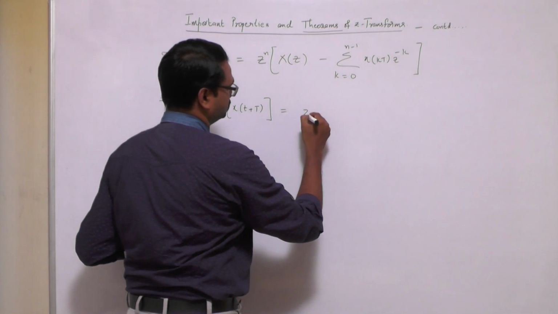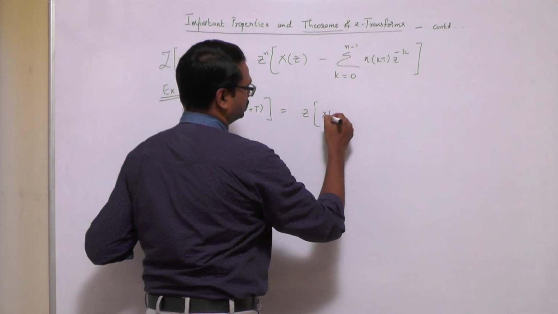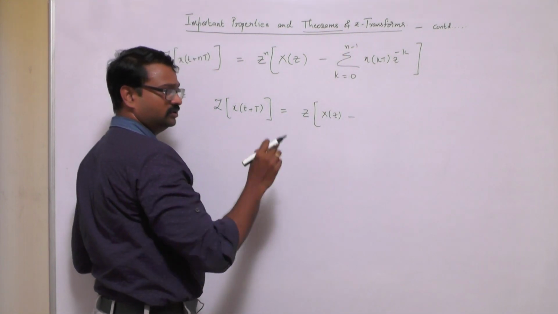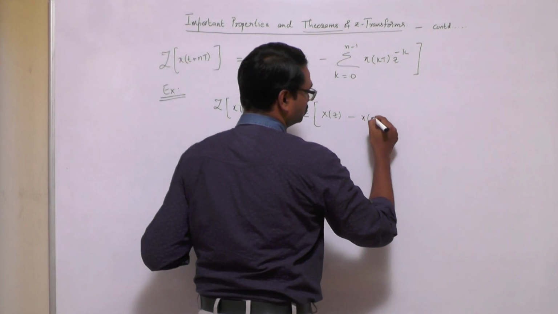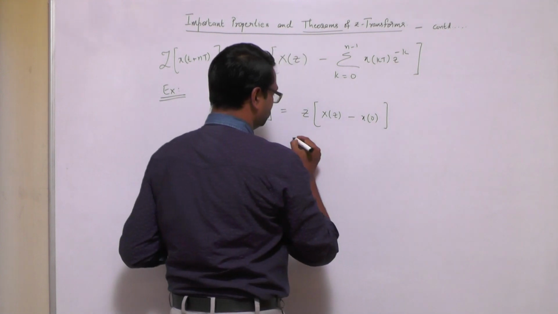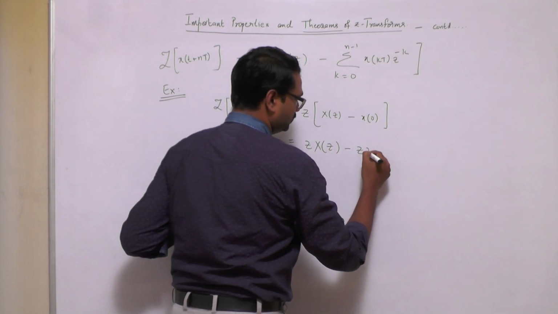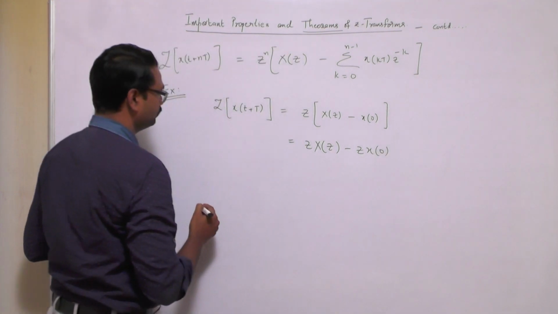That is z times X(z) minus, when n is equal to 1, k is equal to 0. So you have only one term there: x(0) z^-0. That is, you have zX(z) minus zx(0).